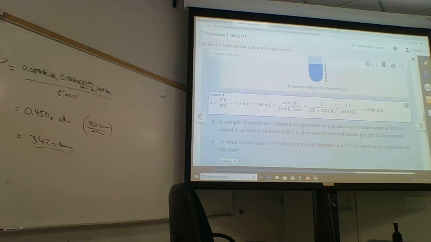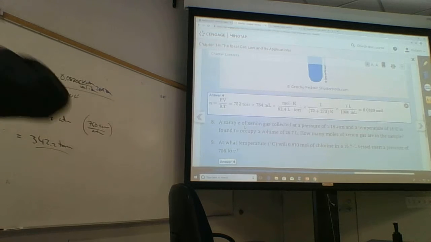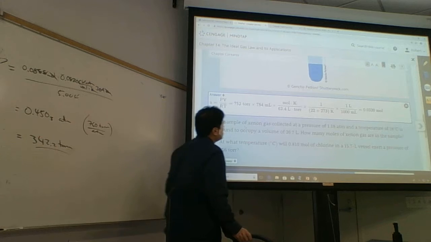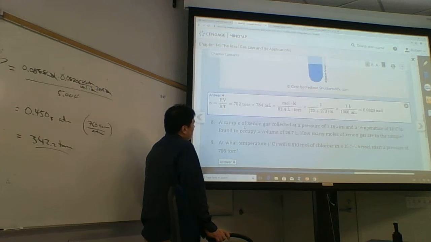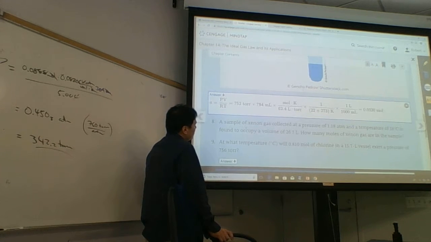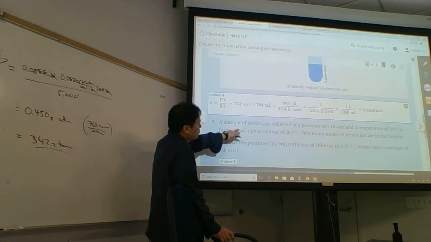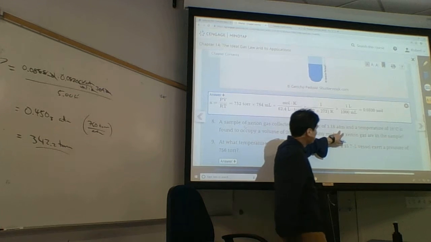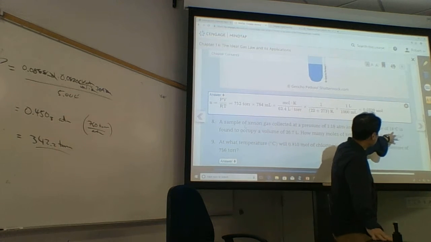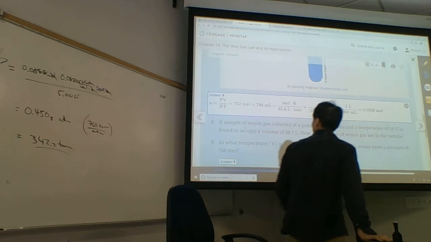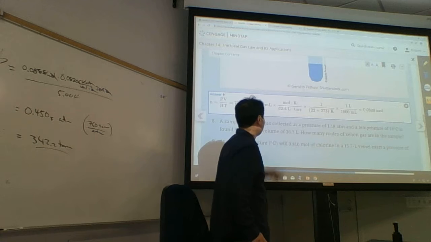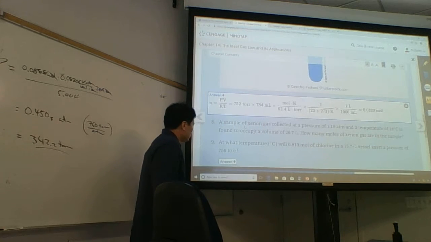Again, they don't do it like I would have done it because they use this other R here. But we want to minimize the amount of memorization we have to do. A sample of xenon gas collected at a pressure of 1.18 atmospheres. We don't have to do anything with that pressure, that's fine. The temperature is 18 Celsius, so we've got to change that to Kelvin. And the volume is 26.7 liters. So how many moles? This is the same thing, solving for n, moles.